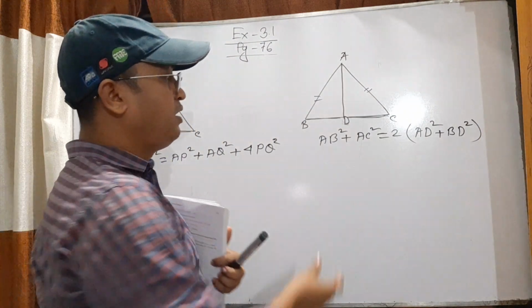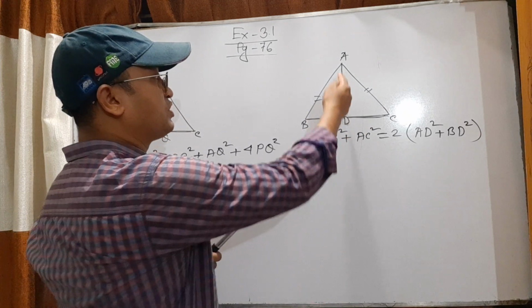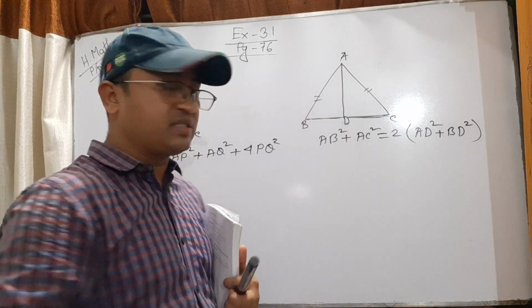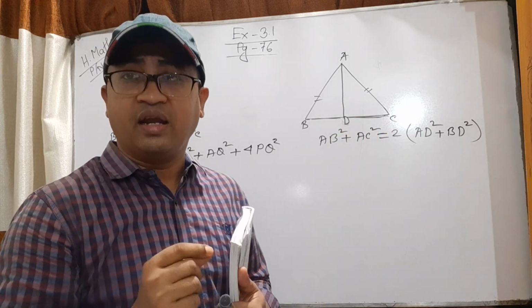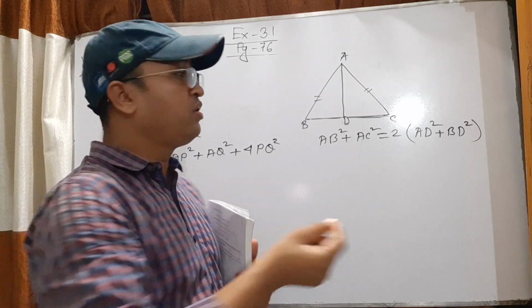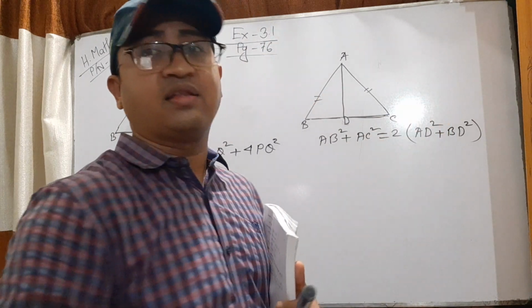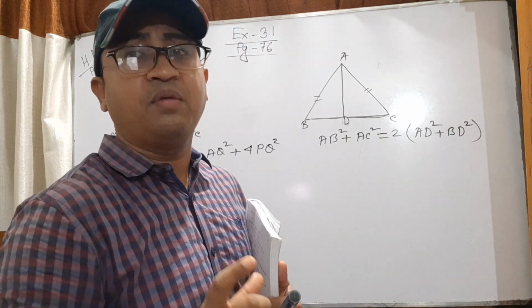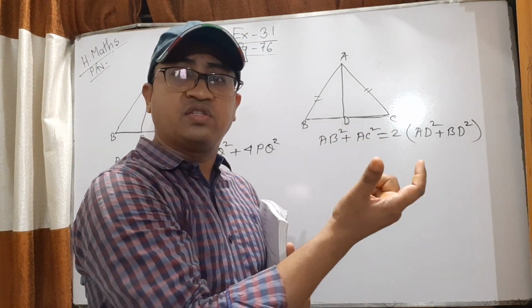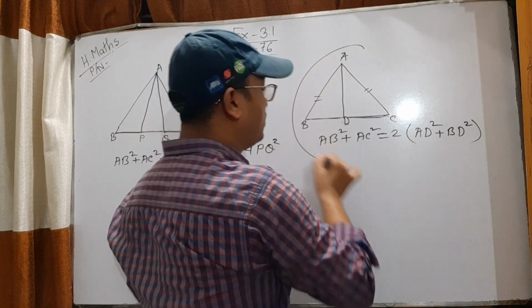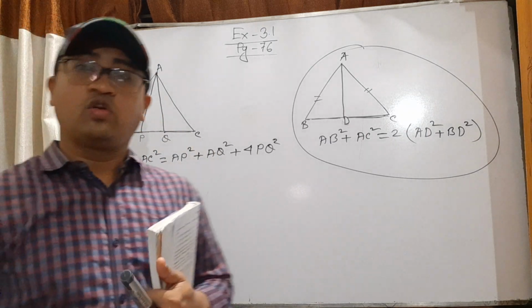Again I repeat, the sum of the squares drawn on any two sides, I consider AB and AC as any two sides. So AB square plus AC square is equal to twice the sum of the areas of the squares drawn on the median, that is AD square, and one half of the base, that is BD. You can say CD, BD or CD is anyone. So this is the Apollonius theorem. We will apply this Apollonius theorem on this theorem. So let's start our proof.